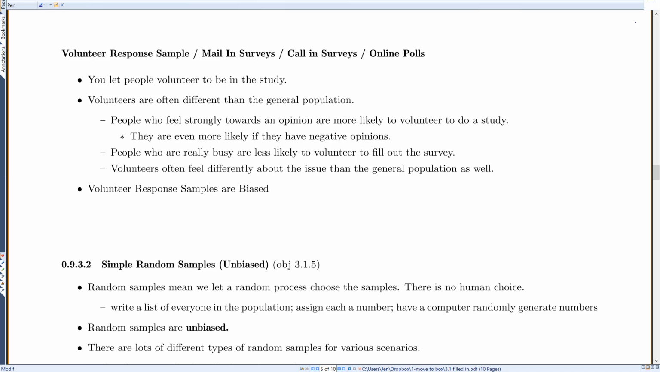People that are really busy are less likely to volunteer to fill out the survey. So if you take out everyone that's busy, then you're cutting out a huge portion of your population. Volunteers also often feel differently about the issue than the general population. And so volunteer response samples are always going to be biased in some way.